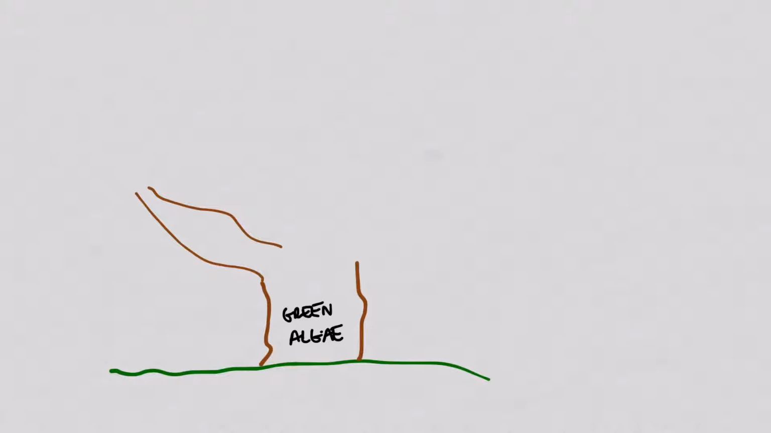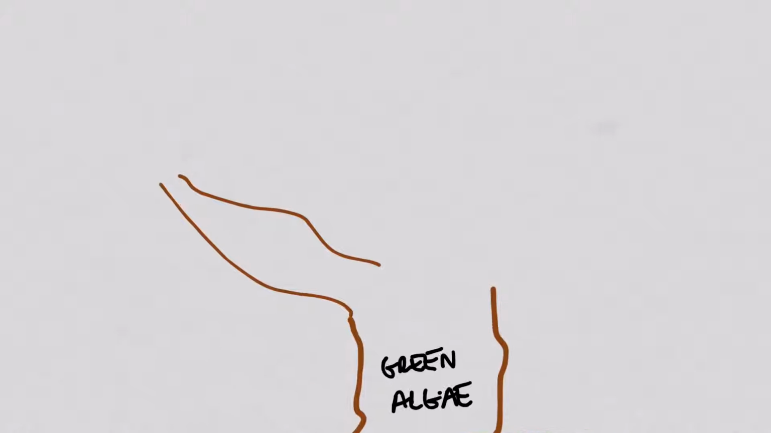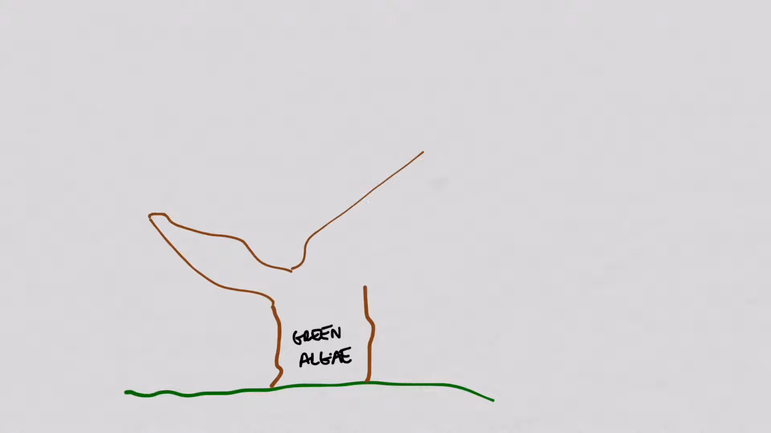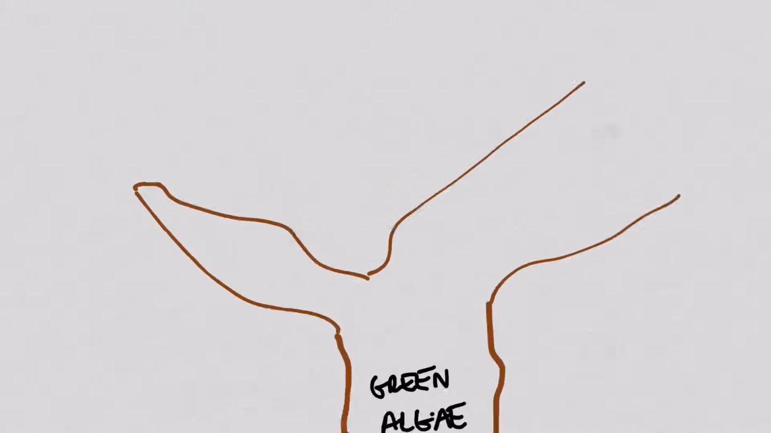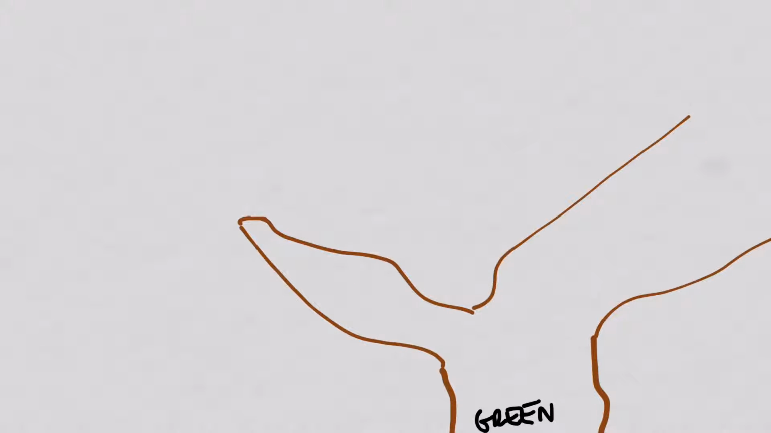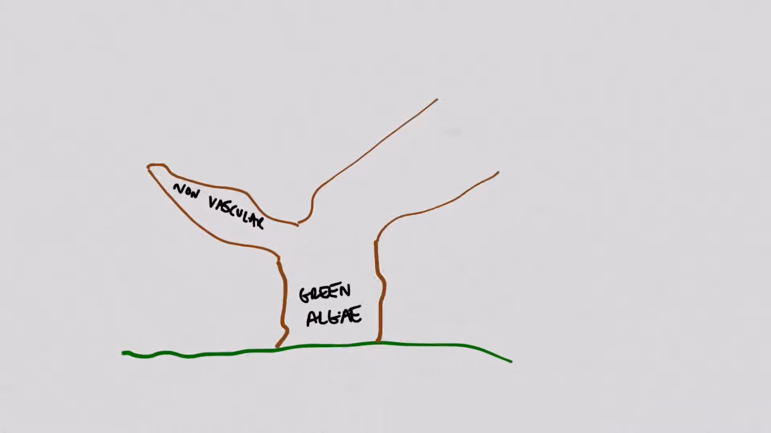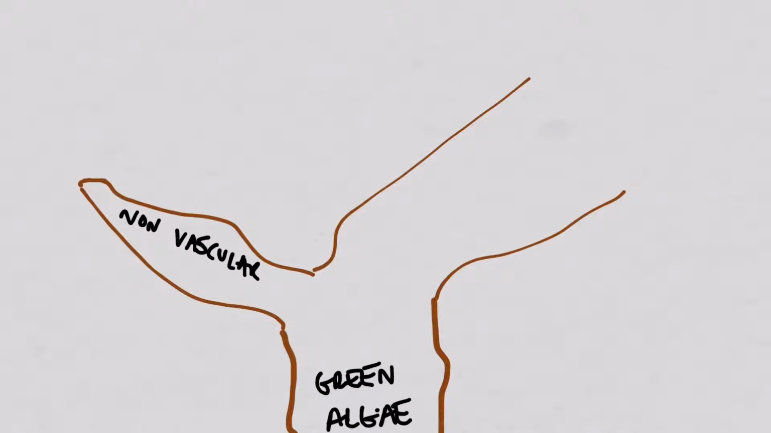and the first branch of our tree, which you can draw like so. Oh man, this is going to be a terrible tree. So it's going to branch off like this. And in this arm, or branch of the tree, you can write non-vascular. And on this arm, we write vascular.